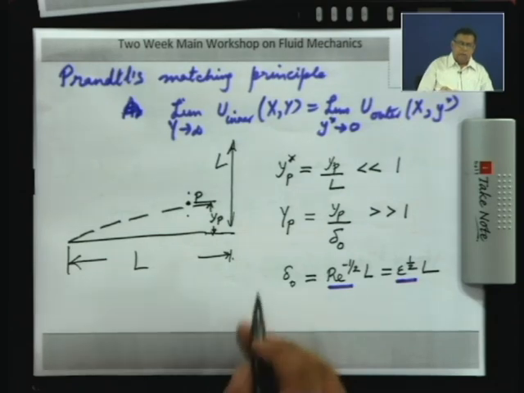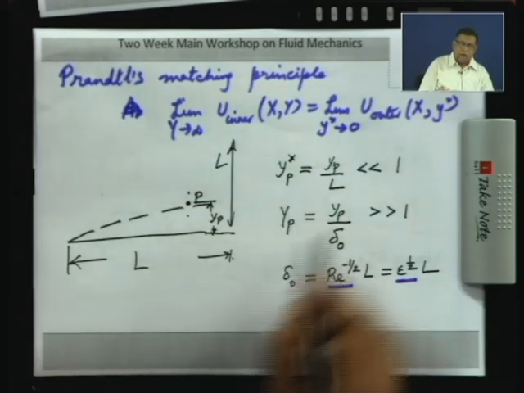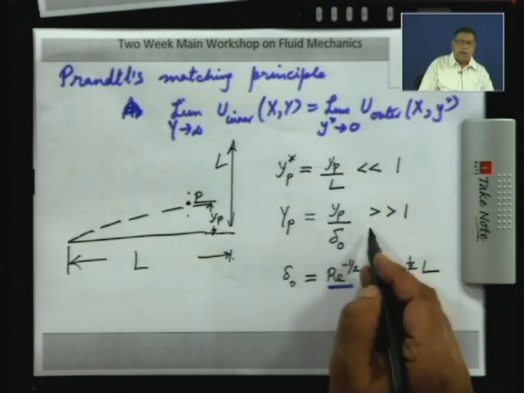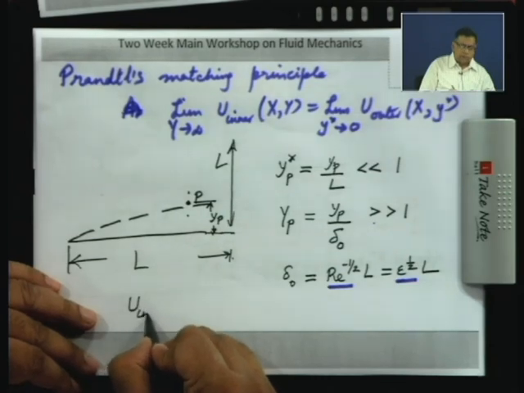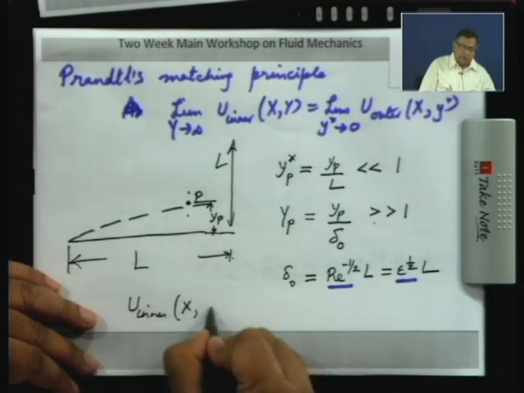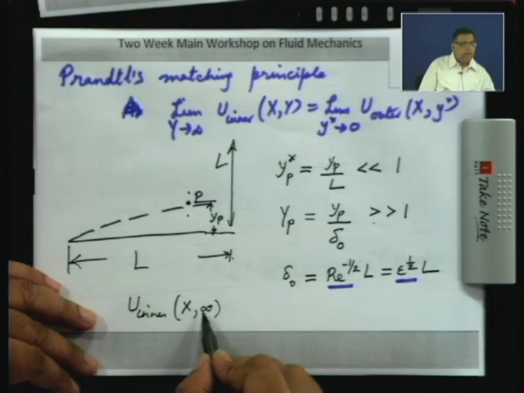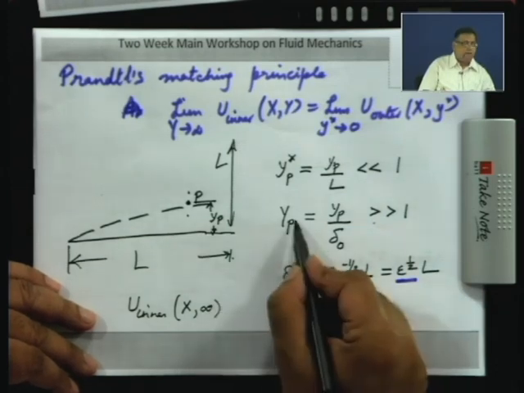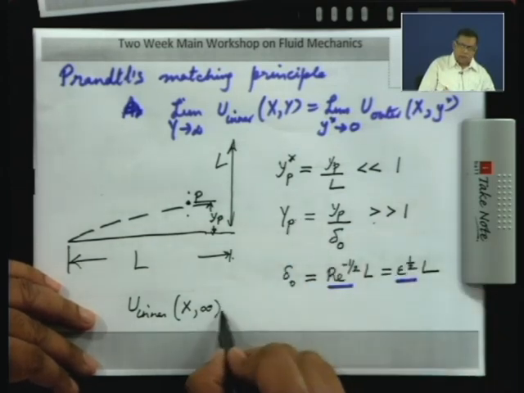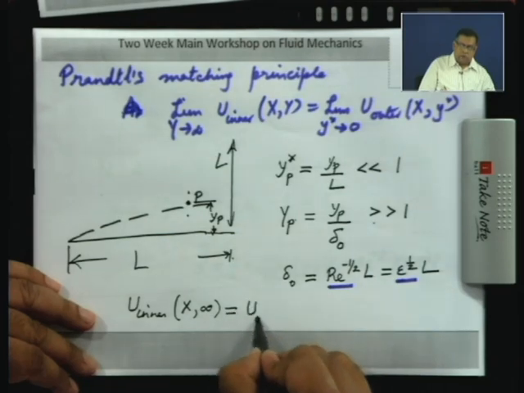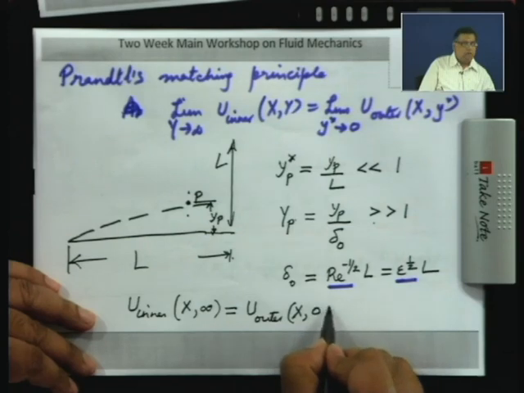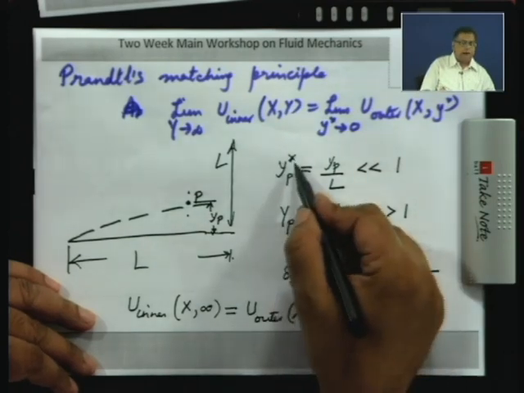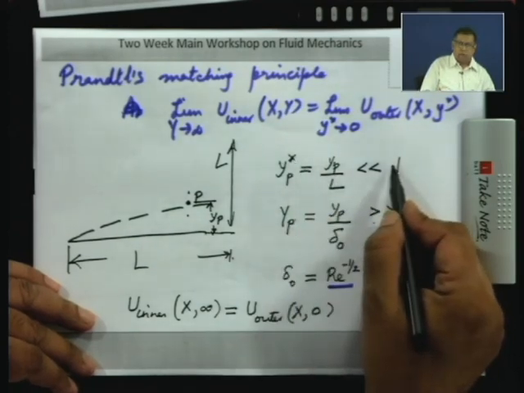So, what we are doing is we are taking the outer solution for small y p and equating it to the inner solution for large y p. That is precisely the meaning of this term as a mathematical form, u inner of x comma infinity. So, you can think of this as x comma y p, capital Y p, which is much larger than 1, equal to u outer of x comma 0. So, this is the limit of y p star as y p star goes to 0.